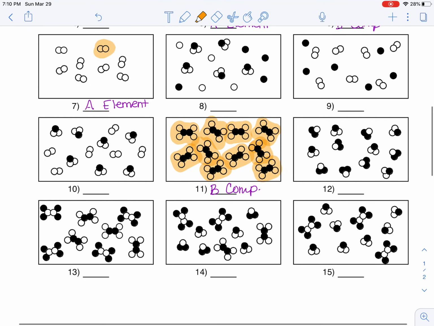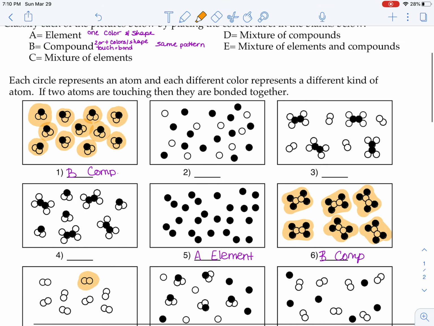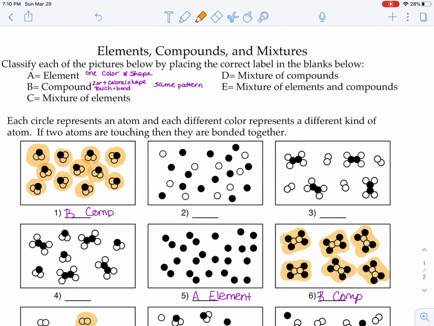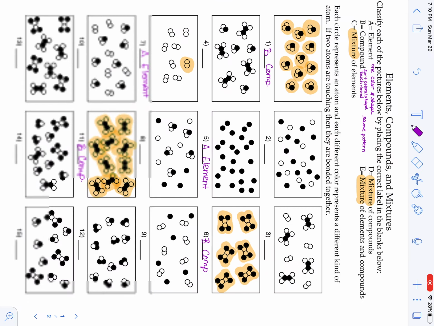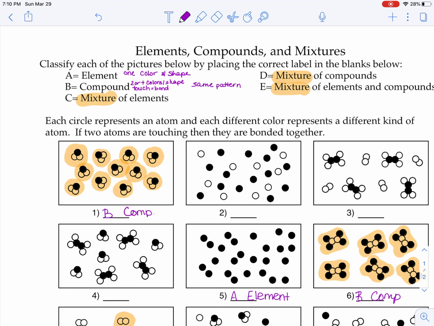And I don't think that I see any other ones right now where everything else in the box is all the same. So if the things in the box are not all the same, that means that I have a mixture of some sort. I either have a mixture of elements, a mixture of compounds, or a mixture of both. So a mixture of elements is going to have 2 or more colors or shapes, but they are not touching.